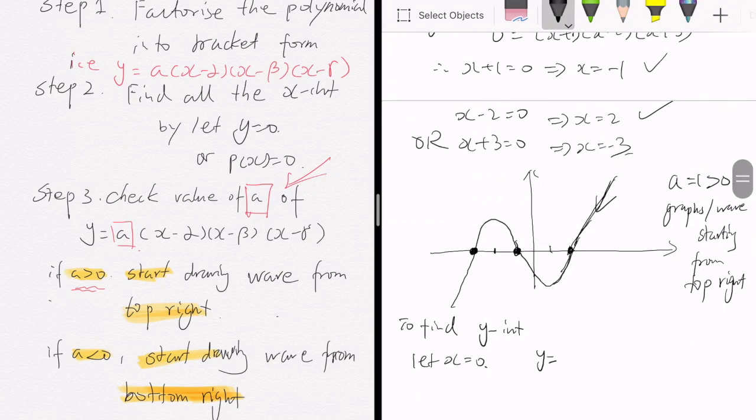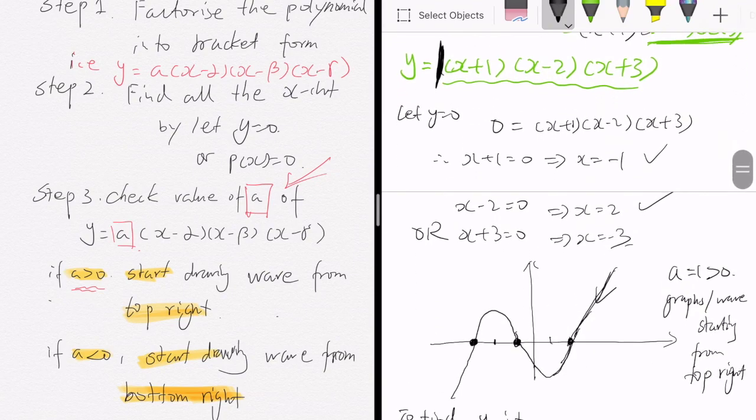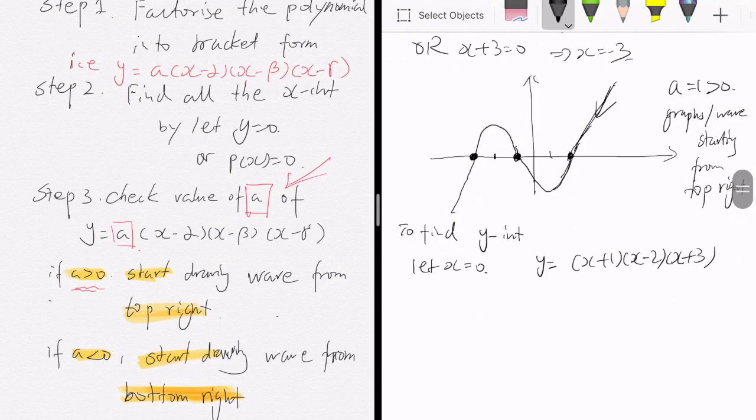Initially I have y equal to x plus 1, x minus 2, x plus 3, and then I'm going to let x equal to 0, so there will be y equal to 0 plus 1 times 0 minus 2 times 0 plus 3. Then you have 1 times negative 2 times 3, then you will have negative 6. So therefore my graph, this one is not correct, so I'll have to redraw my graph.